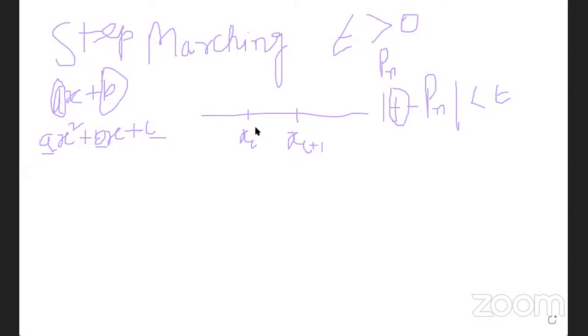Fortunately, when I'm approximating or predicting the value at the x(i+1) node, at that time I have information up to the x(i-1)th node.